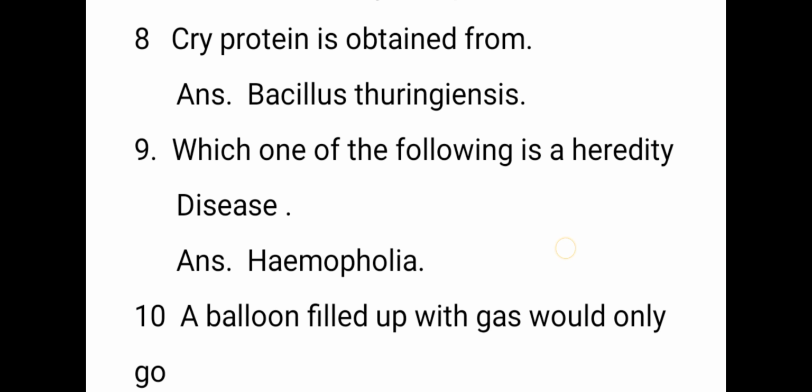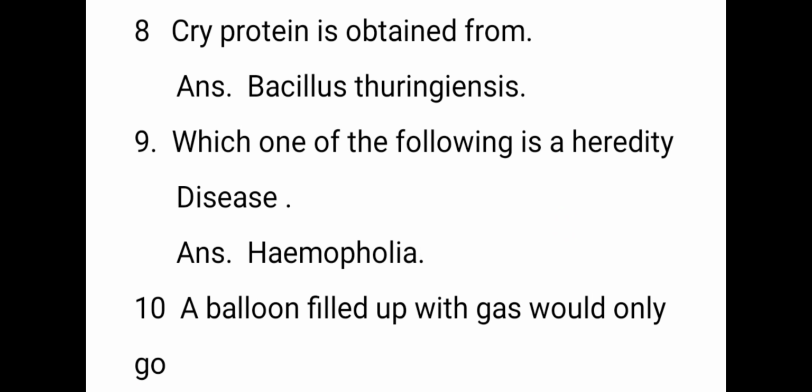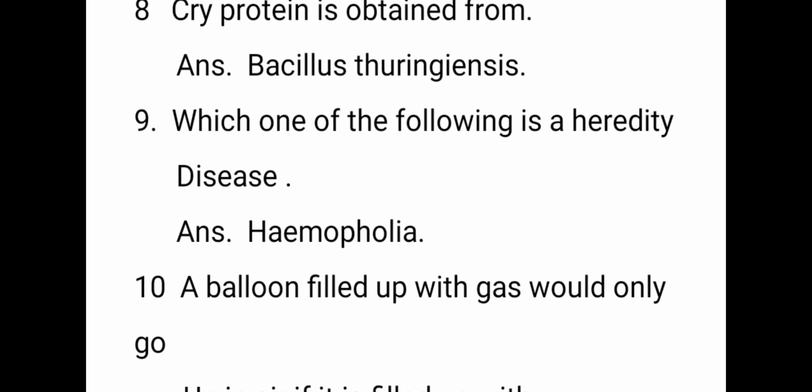Cry protein is obtained from Bacillus thuringiensis. Cry proteins are poisonous proteins called insecticidal proteins, which are secreted in crystal form by Bacillus thuringiensis during the process of growth. In this process, the toxin is added to the gene called Cry protein.